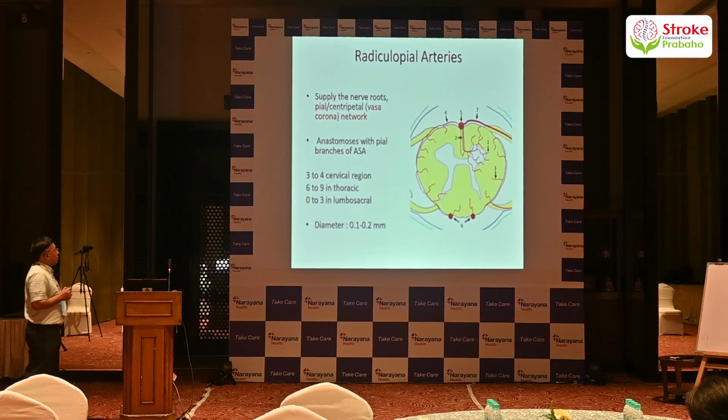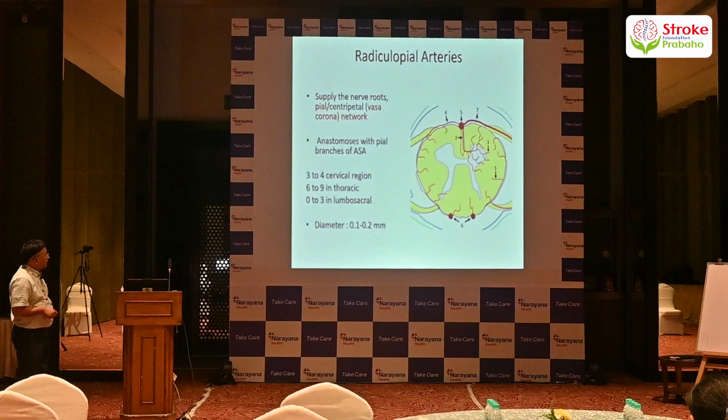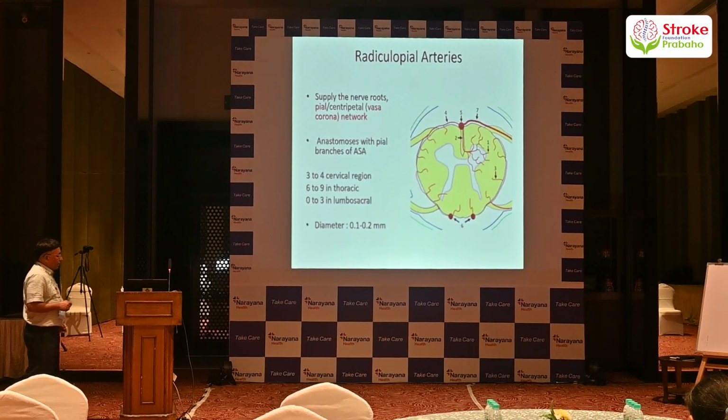So what about the radiculopial artery? This supplies the nerve root and the pial network. These are the two radiculopial arteries, and they anastomose with the anterior spinal artery. There are 3 to 4 in the cervical level, 6 to 9 in the dorsal level, and 0 to 3 in the lumbosacral level. They are thinner than the radiculomedullary arteries. The diameter is 0.1 to 0.2 millimeter.